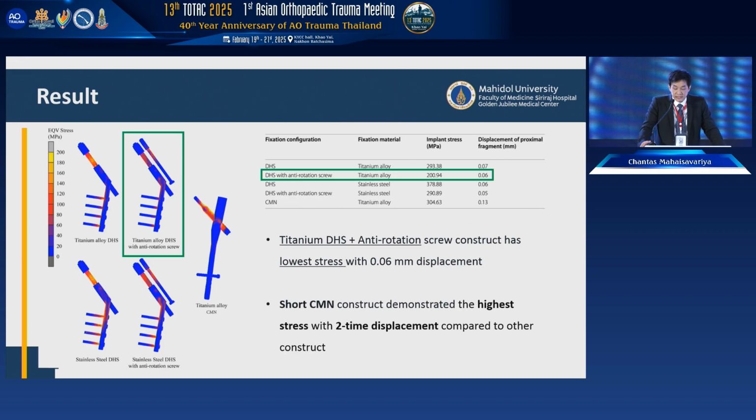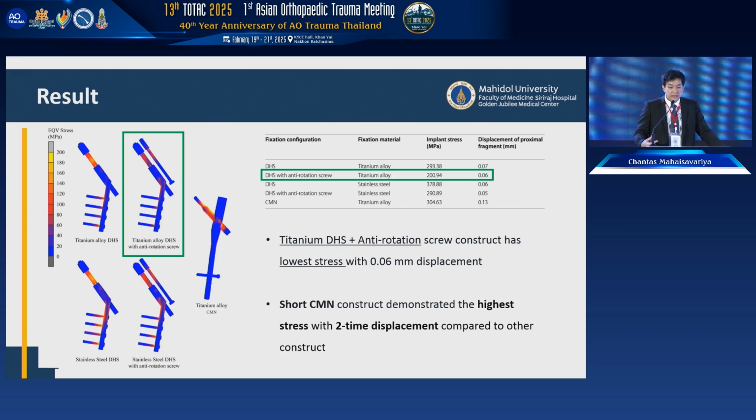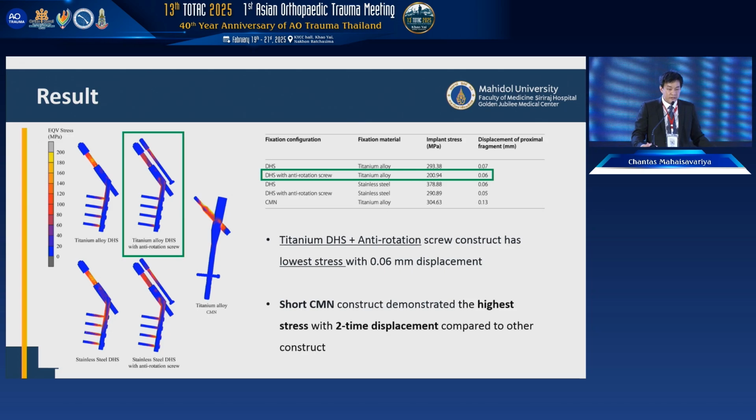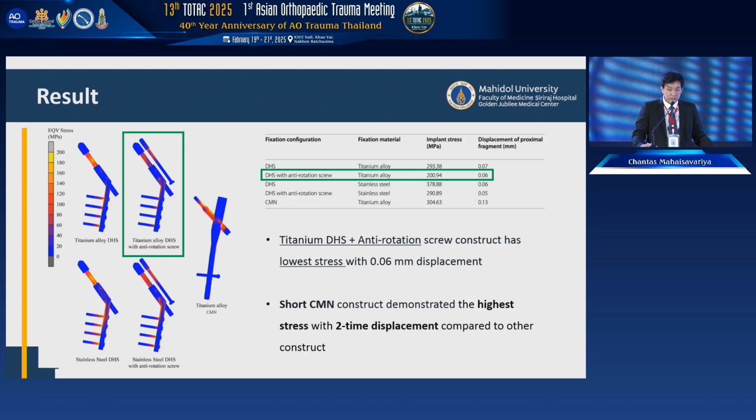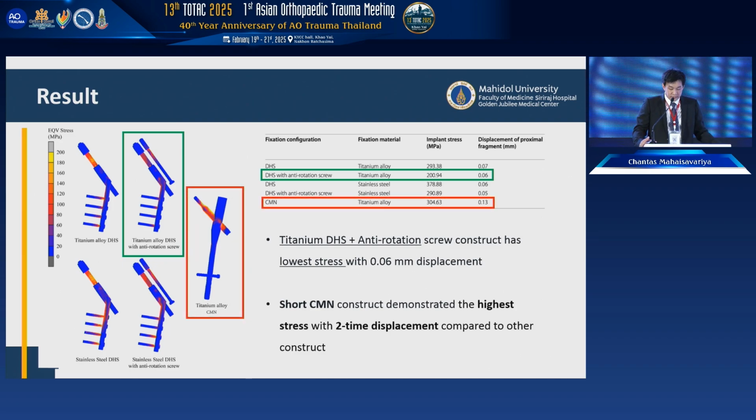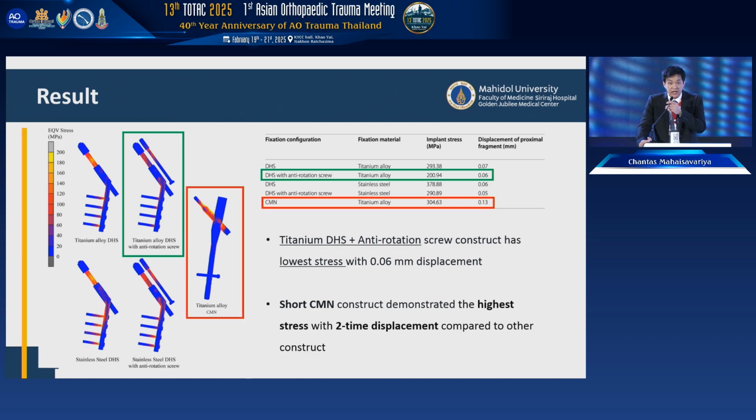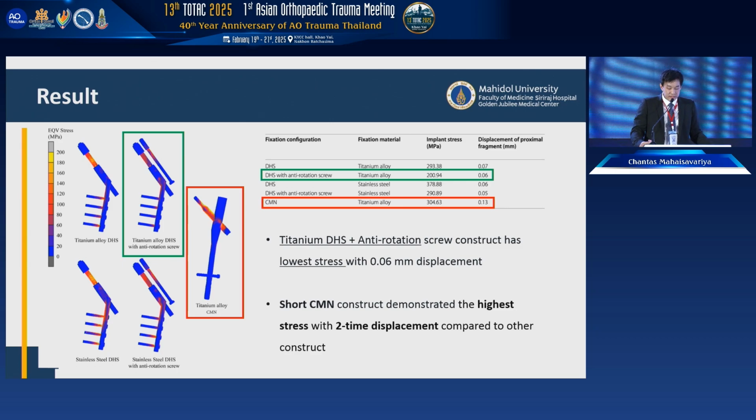So this is our result. The titanium dynamic hip screw plus the anti-rotational screw gave the least strain with minimal displacement, only 0.06. The short cephalomedullary nail construct demonstrated the highest stress, with 2 times the displacement compared to the other constructions. Also, the stainless steel is feasible to use with minimal displacement, but the stress in the implant is not the lowest.